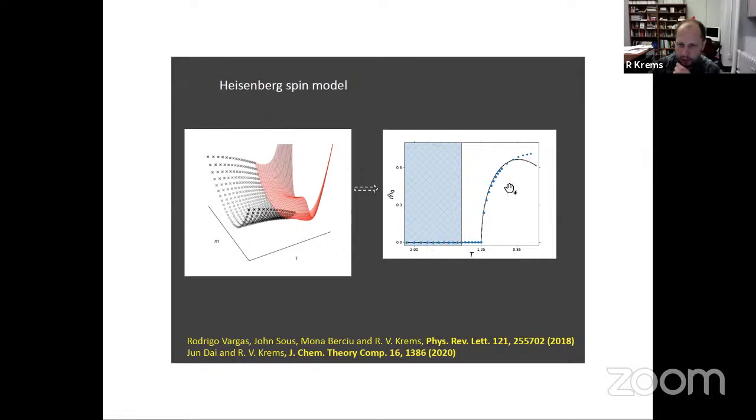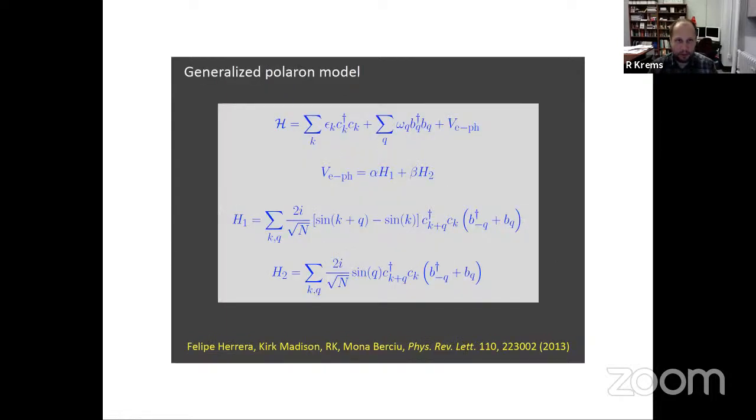And as you can see, the two agree quite well. So the machine learning model can not only predict the paramagnetic to ferromagnetic transition temperature, but also the magnetization deep into the other phase, as you can see. Okay, here's another example.